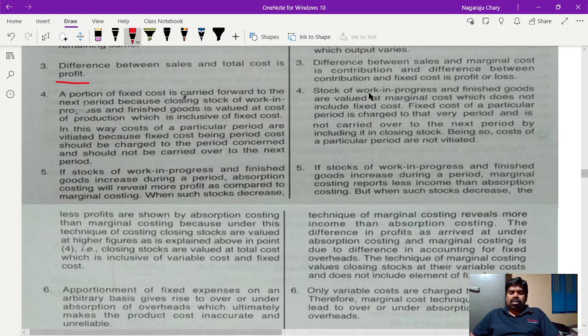Yes, stocks of work in progress and finished goods are valued at marginal cost, which does not include fixed cost. Fixed cost of a particular period is charged to that very period and is not carried over to the next period by including it in closing stock. So this is where we are calculating work in progress and finished goods.